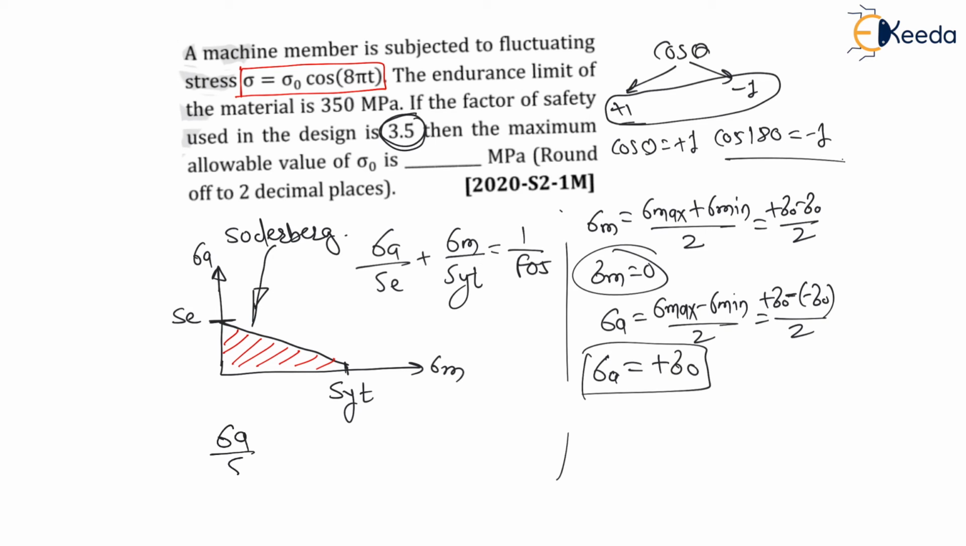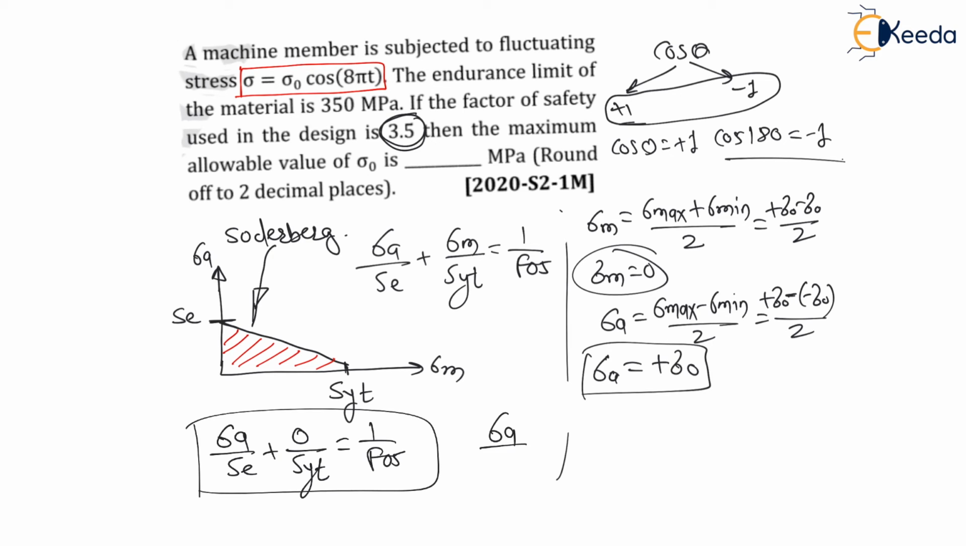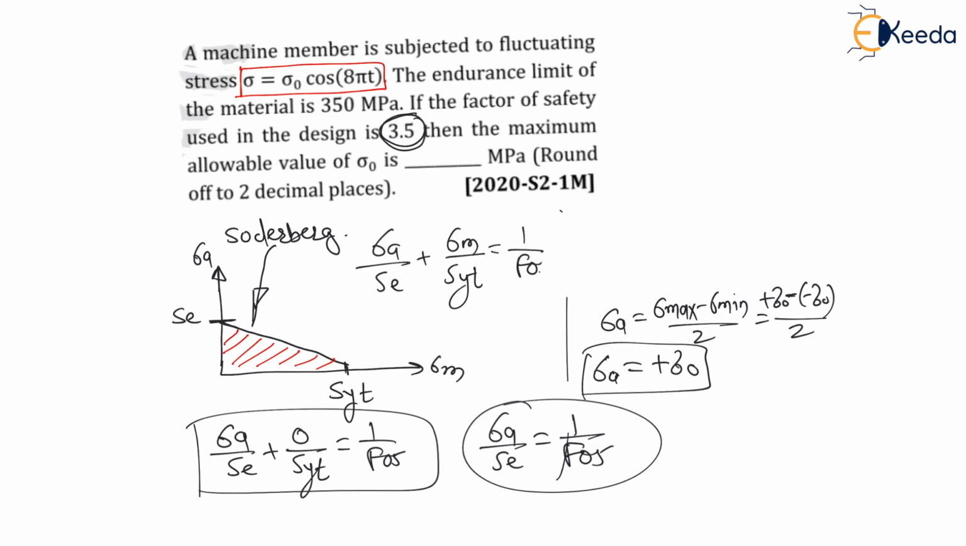Sigma A divided by SE plus sigma M, which is 0, divided by SYT is equal to 1 upon factor of safety. Therefore the equation becomes sigma A divided by SE is equal to 1 upon factor of safety, right? This equation we will use. So my dear students, sigma A is equal to SE divided by factor of safety. Therefore this sigma A is equal to SE divided by factor of safety.